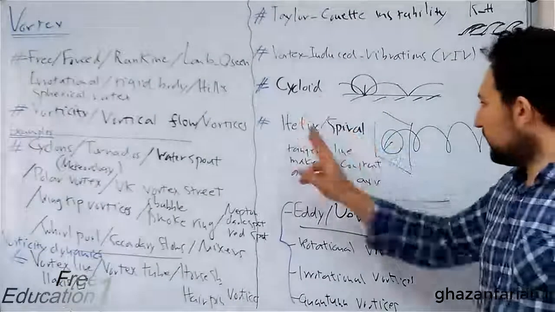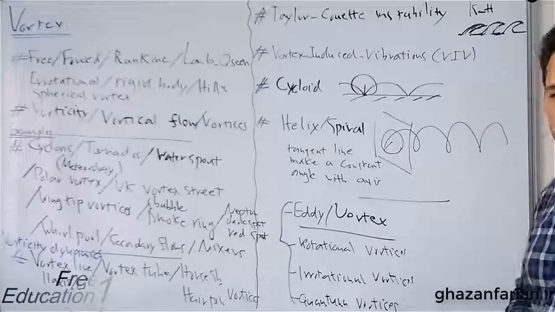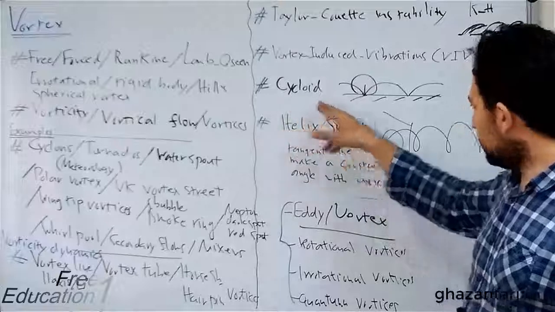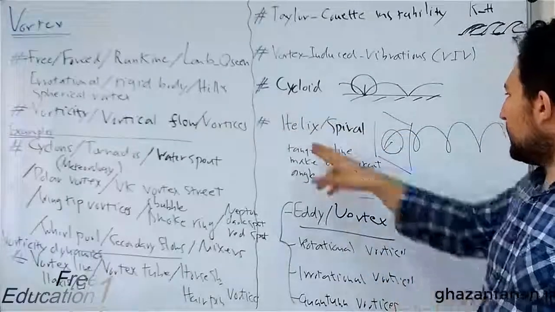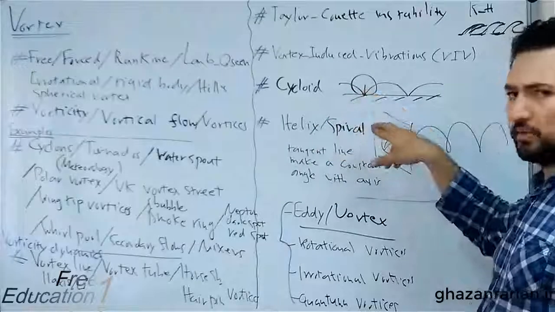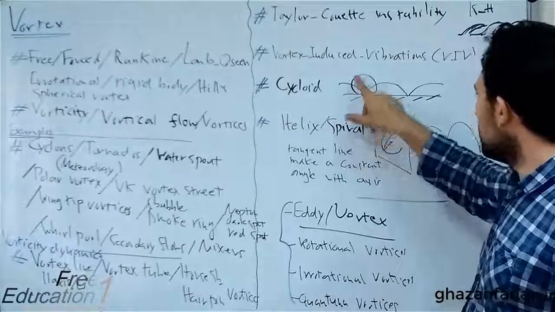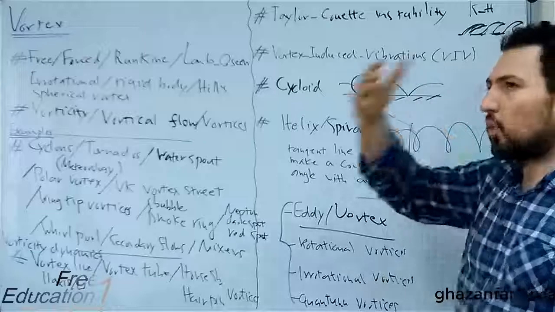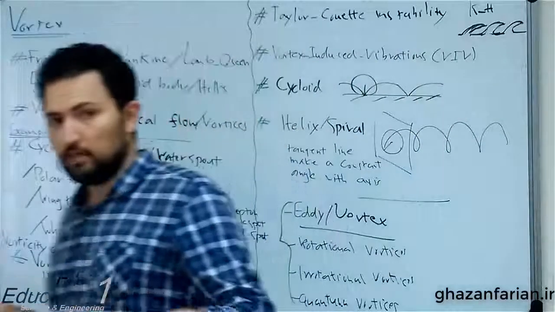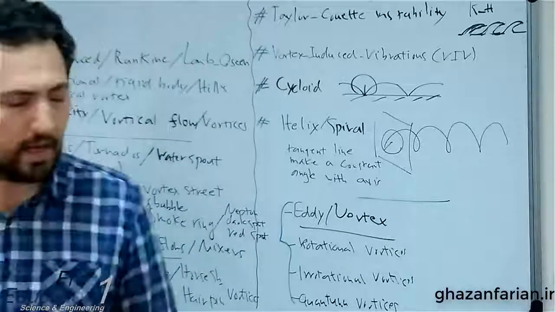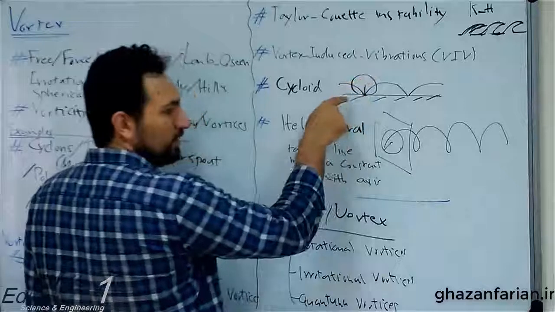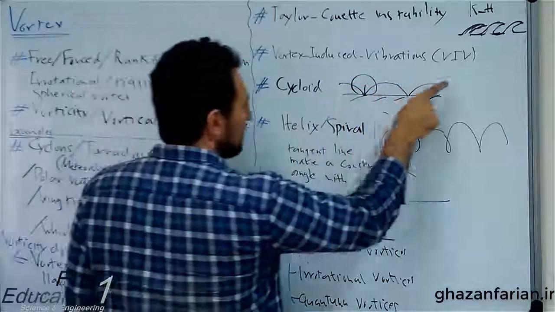Also, we have two other terms here which are similar to vortex, but they are different. The first one is cycloid, and the other one is helix or spiral. Cycloid is the locus of position of a point on a rotating cylinder without slipping, just rotating, moving with the rotation without slipping. The position of this point on the surface of this cylinder is a cycloid.